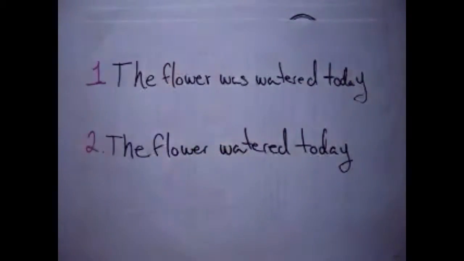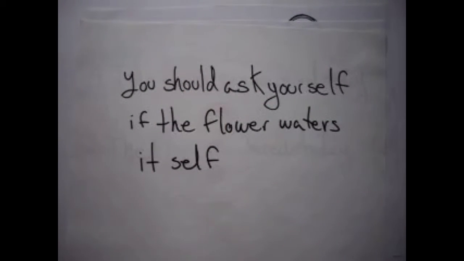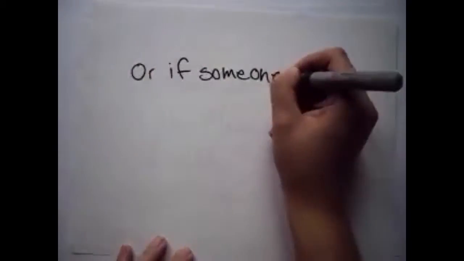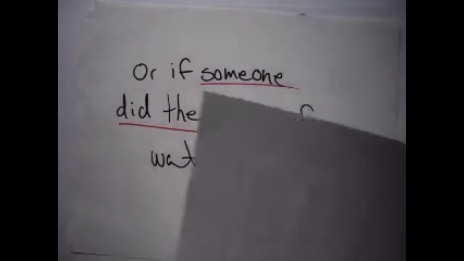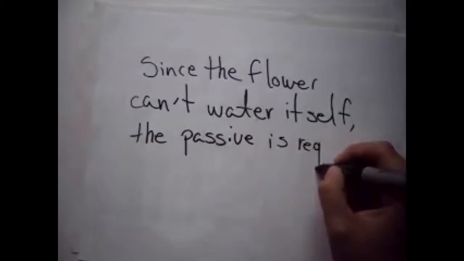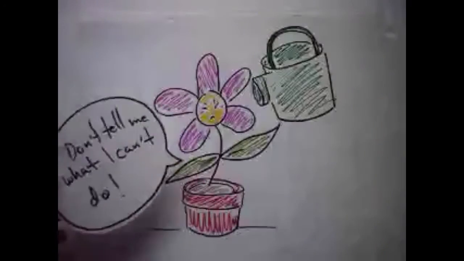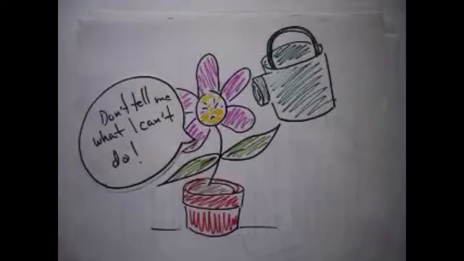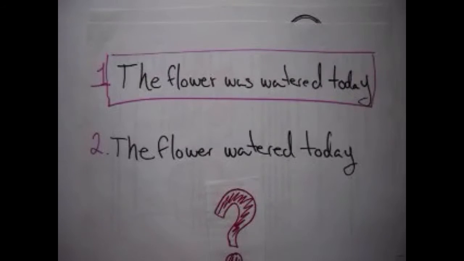Which one do you think is the best answer? In this sentence, for example, you should ask yourself if the flower waters itself, or if someone did the action of watering. Since the flower can't water itself, the passive is required in this sentence. So the correct answer is the first one.